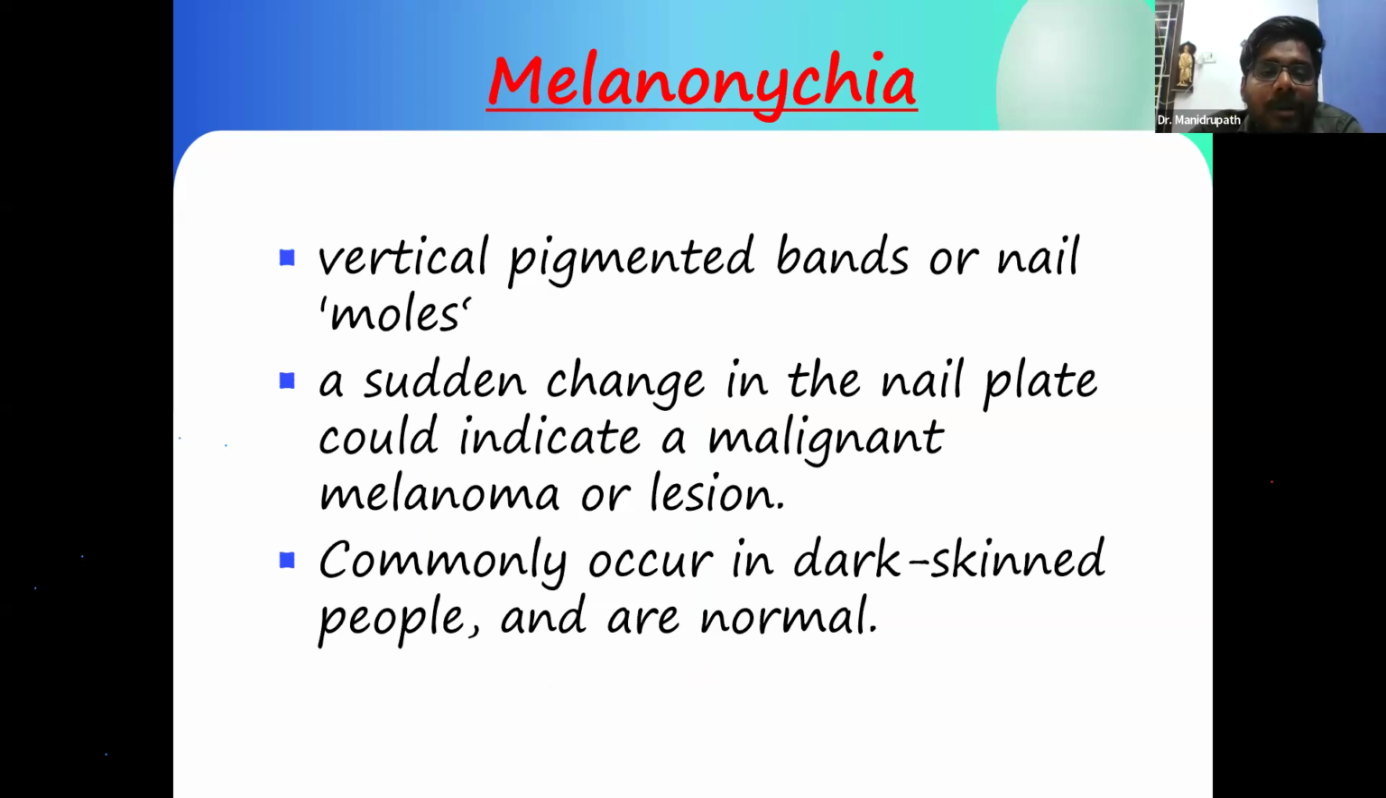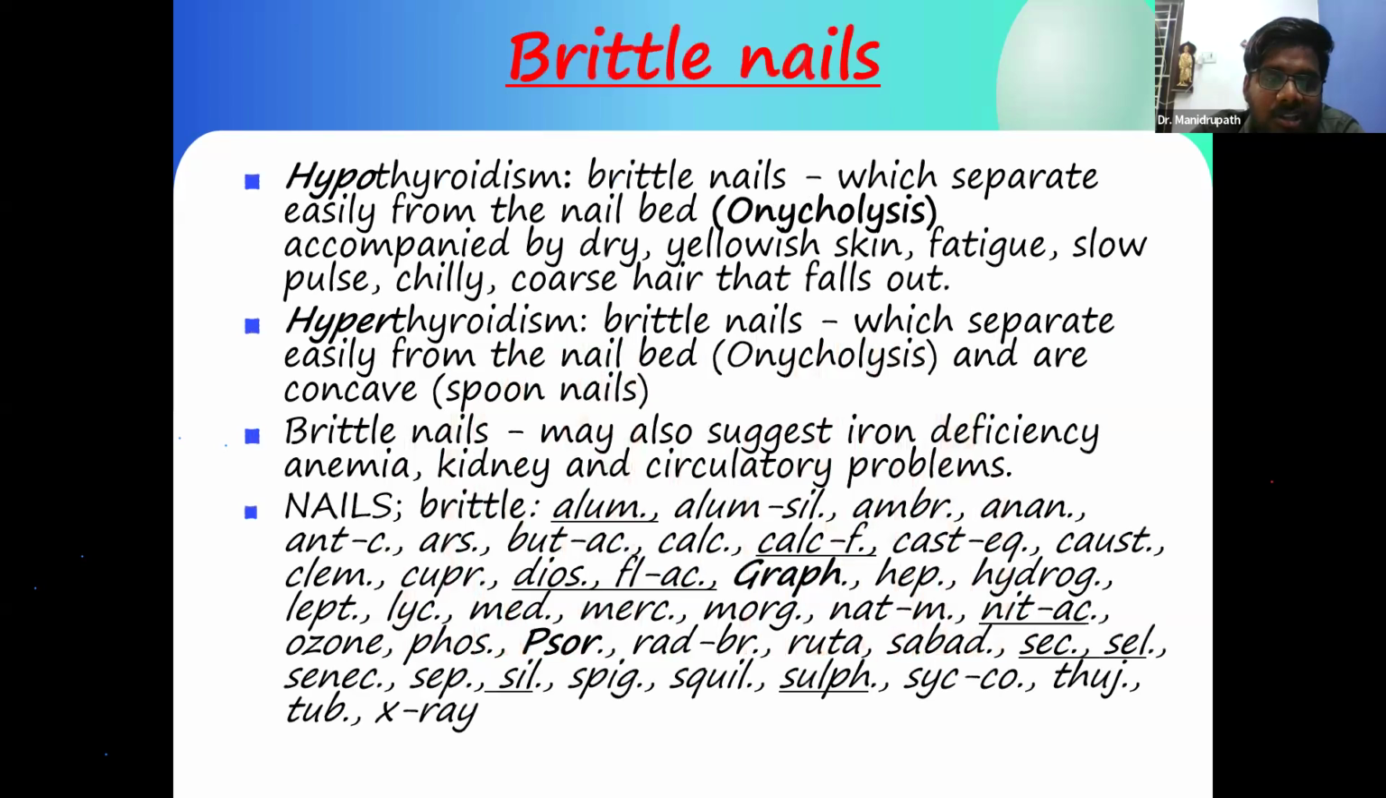Melanonychia, vertical pigmented bands or nail moles. A sudden change in the nail plate could indicate a malignant melanoma or lesions. So when there is a melanin deficiency, you can see this. White discoloration is melanin deficiency. This is the picture.